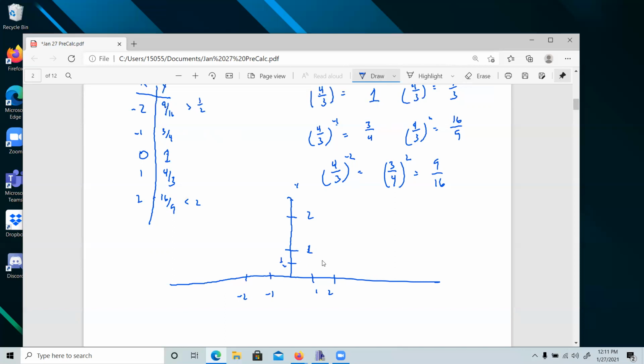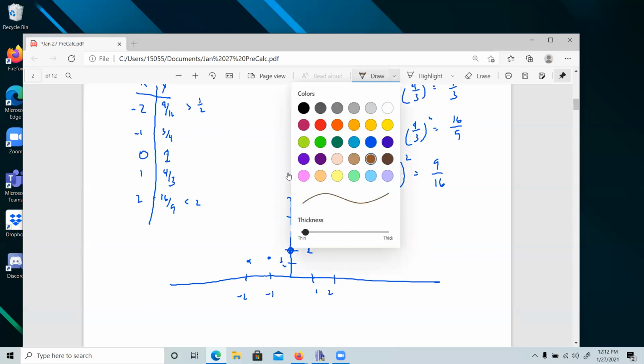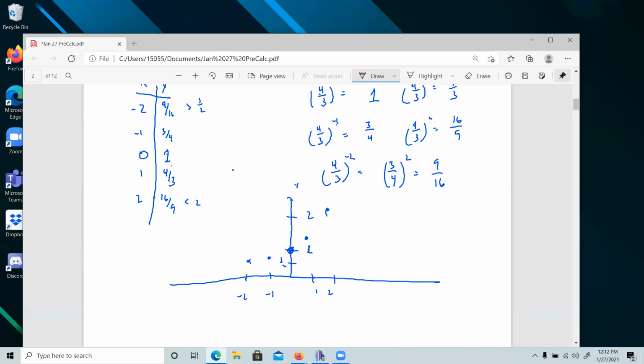So when x is 0, my y value was 1. When x was 1, we were up here at 4/3. When x was 2, we were at 16/9. At -1, we're at 3/4, and at -2, we're at a half. So we're going to get this graph looking like this here. I'm going to say pretend that this line is going to go through all these dots.